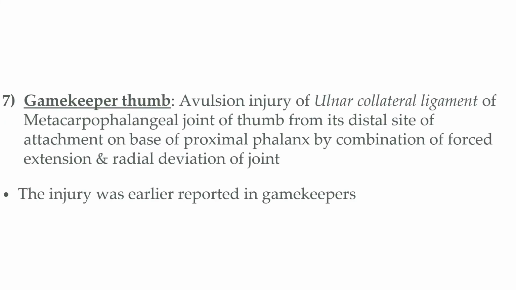The next condition is gamekeeper's thumb. In this condition, avulsion injury of the ulnar collateral ligament of the metacarpophalangeal joint of the thumb, that is the first digit, occurs, in which the ulnar collateral ligament gets detached from the distal site of attachment, which is on the base of the proximal phalanx of the thumb. This occurs because of forced extension and radial deviation of the metacarpophalangeal joint, and this is commonly seen in gamekeepers.